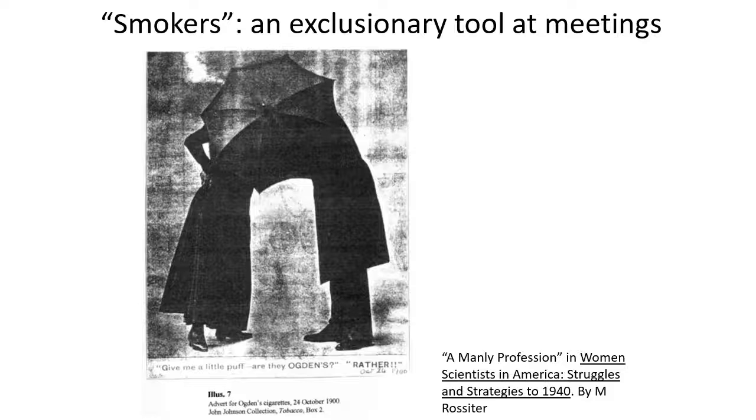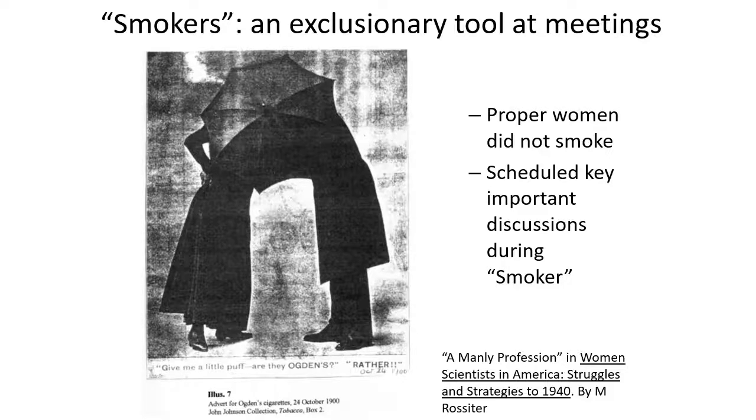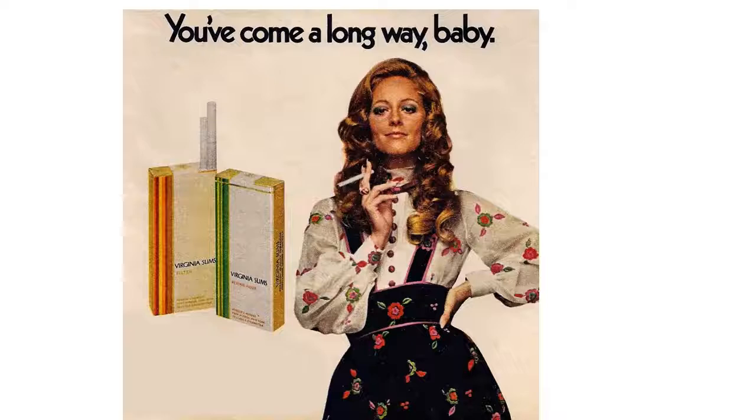And the other thing that happened at a lot of these meetings were smokers. And smokers were where the guys get together and smoke. And because at that time proper women didn't smoke, if you schedule key agenda items during a smoker, that's another great way of keeping women out of that important networking and decision-making process. So, we've come a long way.